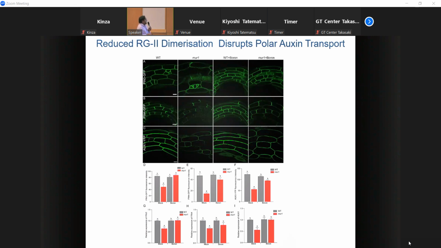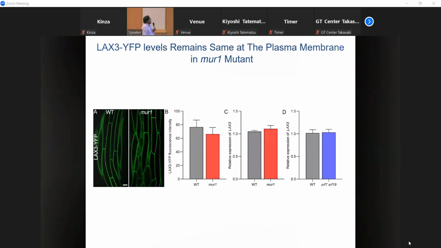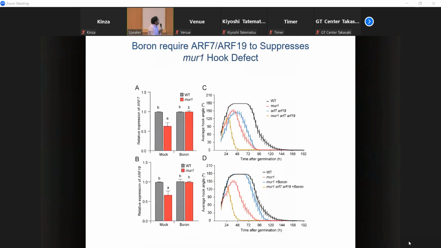So why do they decrease? What is the reason? Then we checked the transcript level, and we found that the transcript levels of these three decreased, and in the presence of boron, they go up. We also checked others like LAX3, but LAX3 did not change in the mur1 background.